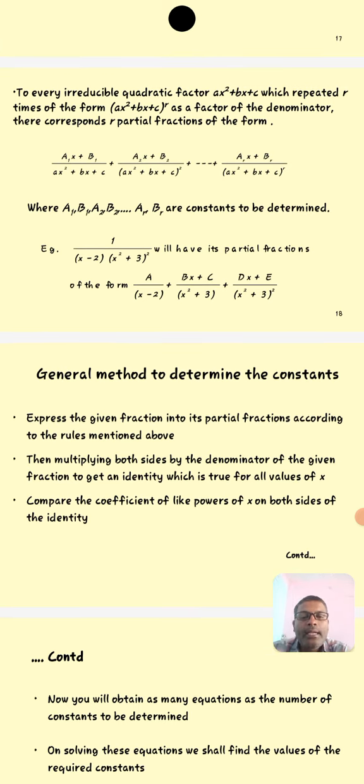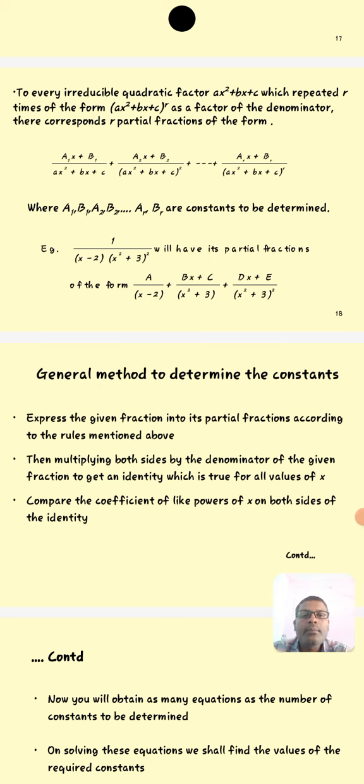Sorry, the quadratic factor is repeated, so that is (bx + c)/(x² + 3). One time completed, plus again (dx + e)/(x² + 3)². Okay, clear? Here you observe, one linear factor is there, and another one is a repeated quadratic factor.